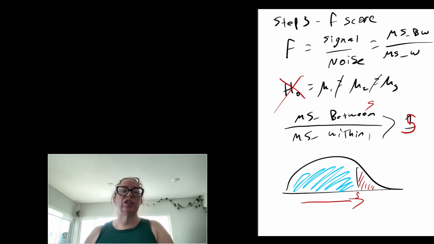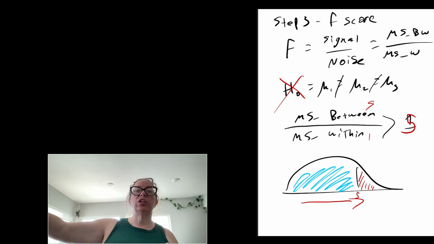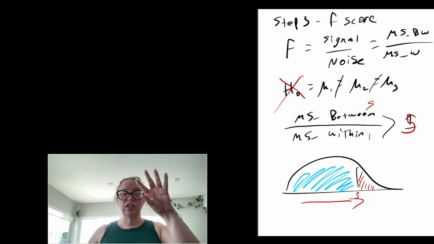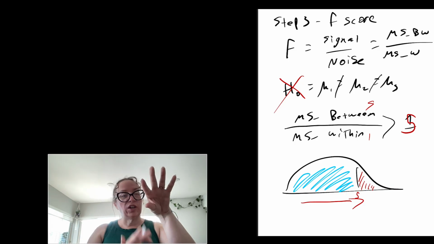ANOVA answers the question: is the between group variance, the signal, large enough to exceed the within group variance, the noise? Does the signal exceed the noise? Can you hear the signal over the noise? Is the signal big enough, volume high enough that it outperforms the noise? Okay, and this is captured in the F ratio. F equals the signal over the noise, the signal divided by noise.